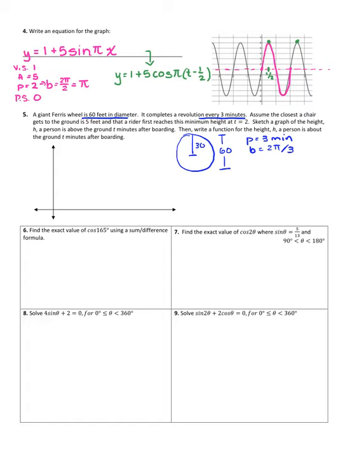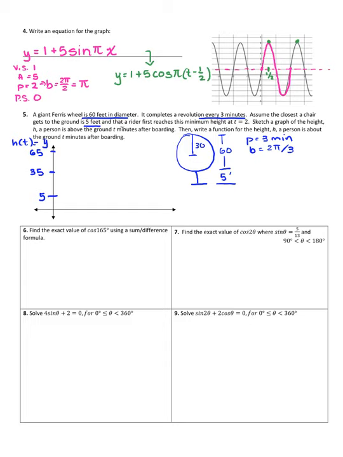Assume the closest a chair gets to the ground is 5 feet. Makes sense because you don't want to hit the ground. So that's going to let me start to label my y-axis, which is actually h of t, the height with respect to time. So the low point here is 5. If you add that to your 60, I'm up here at 65. I have an amplitude of 30, so this middle sinusoidal is going to be at 35.